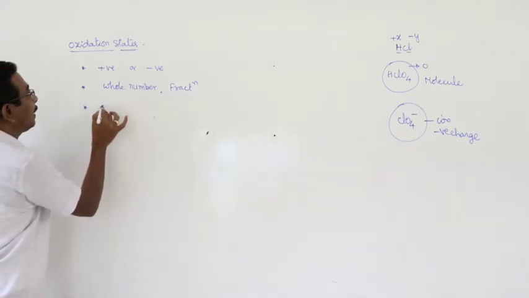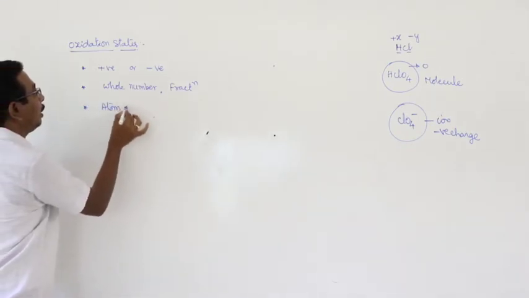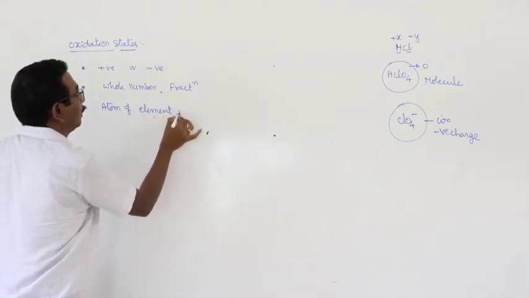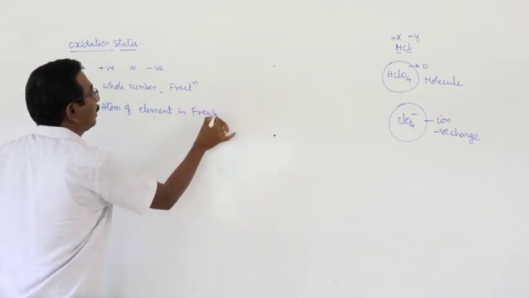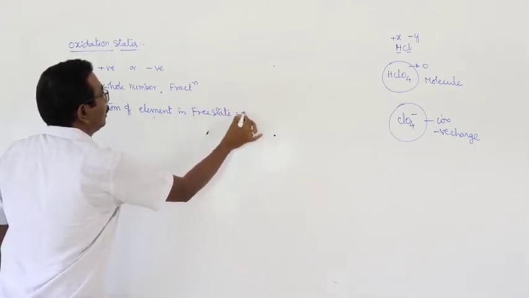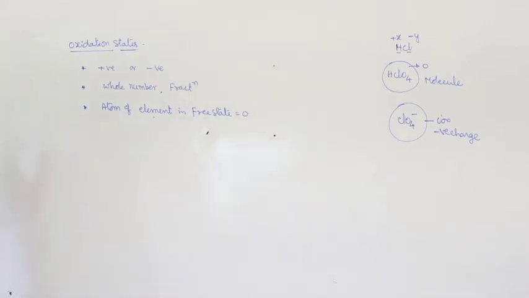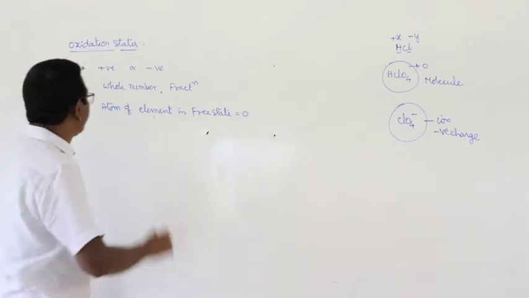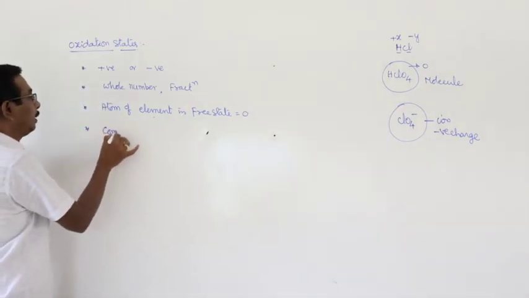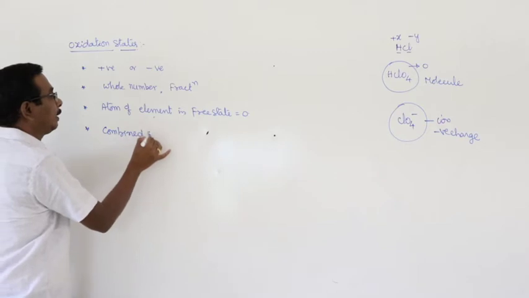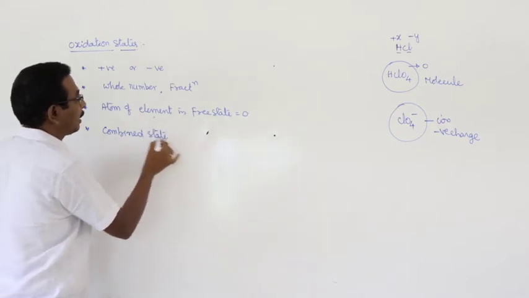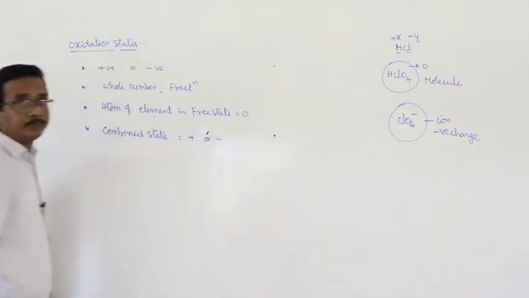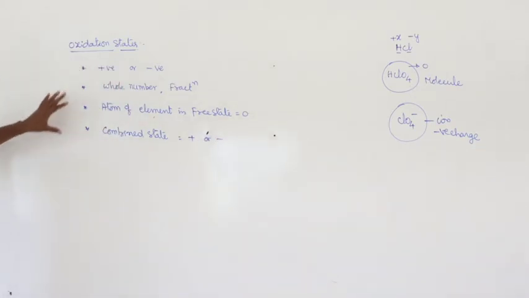The oxidation state of an atom of an element in free state is equal to 0. The oxidation state of an atom of an element in free state is equal to 0. But in combined state, that may be either positive or negative. That may be positive or negative.